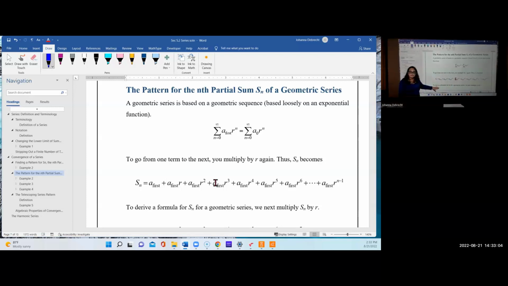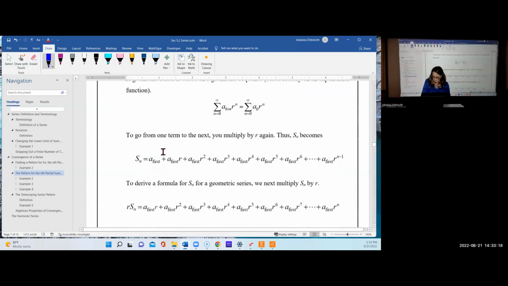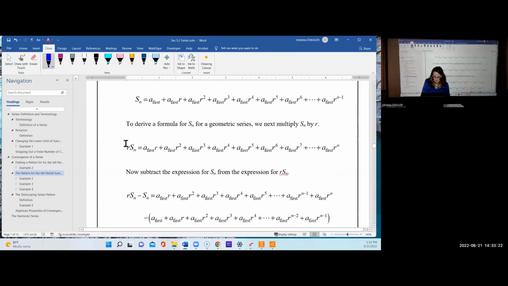Now, we want to do some manipulation, and probably at first it won't make any sense what we're doing, but we're trying to come up with a formula for these. So in order to derive a formula for these, and again, this took someone weeks, months to figure out, we're going to multiply s sub n by r. So we take s sub n, which is the sum of the first n terms ending in a sub 0 r to the n minus 1, and we multiply through by r, so that it increases the power on r in every term, so that now we have r to the first in the first term and r to the n in the last term. Now we want to subtract the expression for s sub n, which is right here, from this expression for r s sub n. So we want to compute r s sub n minus s sub n.